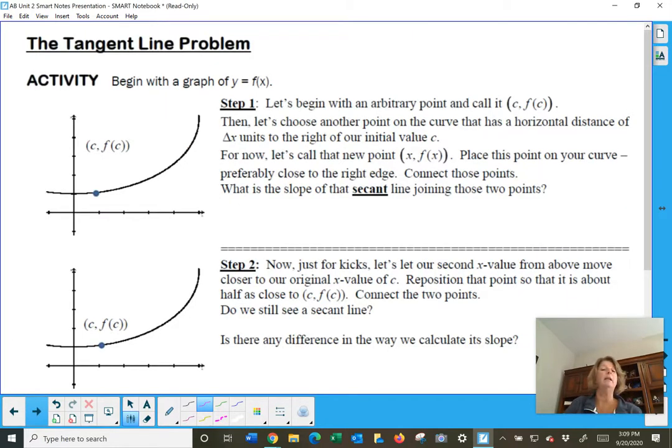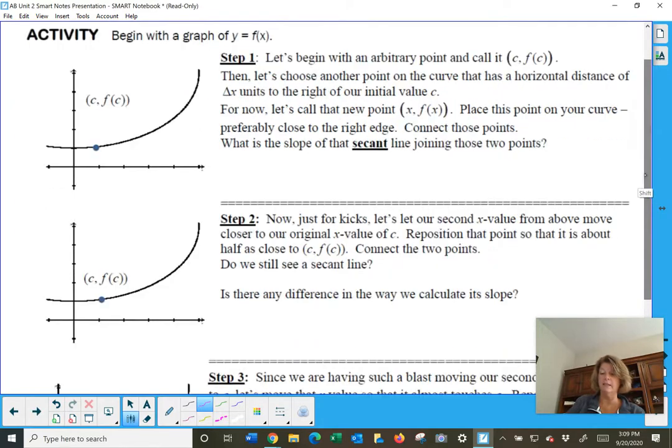All right, the little activity to take us into what is a derivative. So the tangent line problem. Begin with this graph of f of x. Step 1, it says, let us begin with an arbitrary point called c, f of c. As you can see by our graph here, we have that point. Then let's choose another point on the curve that has a horizontal distance of delta x from the initial c value, and we'll move towards the right. For now, let's call that new point x, f of x. Place this point on your curve, preferably close to the right edge.